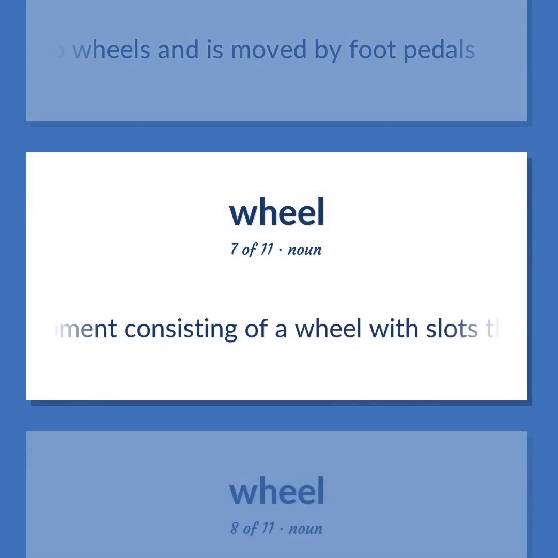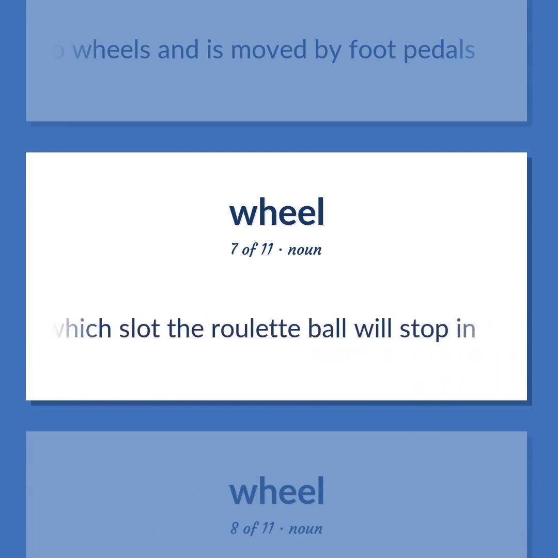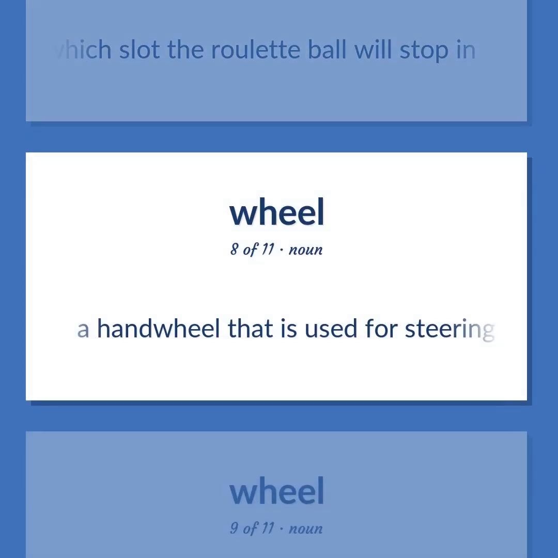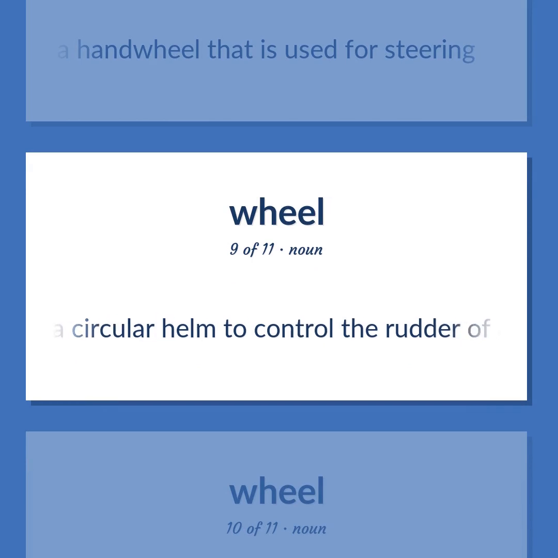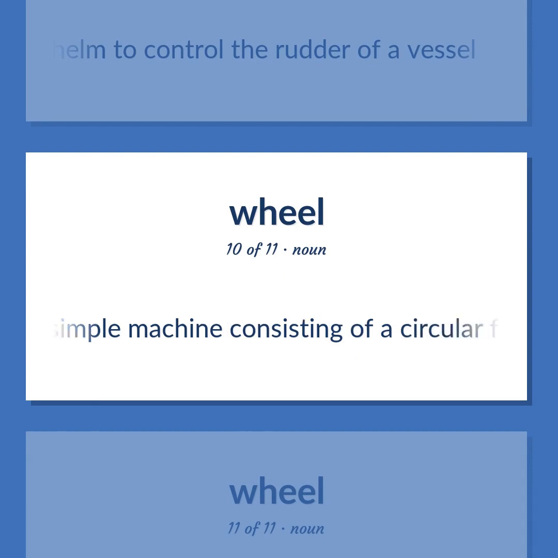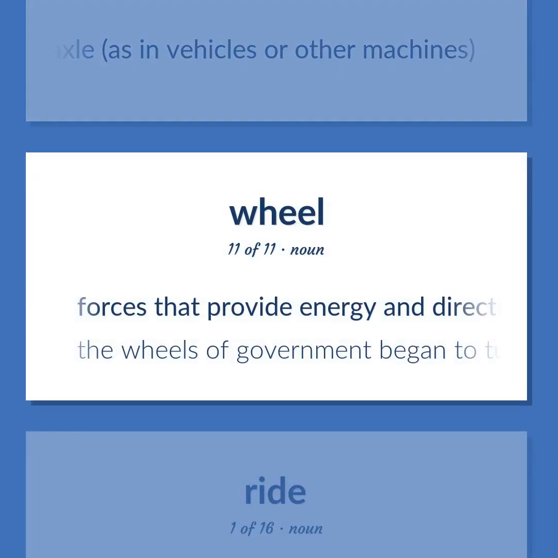Game equipment consisting of a wheel with slots that is used for gambling. The wheel rotates horizontally and players bet on which slot the roulette ball will stop in. A handwheel that is used for steering. A circular helm to control the rudder of a vessel. A simple machine consisting of a circular frame with spokes, or a solid disc, that can rotate on a shaft or axle, as in vehicles or other machines. Forces that provide energy and direction. The wheels of government began to turn.